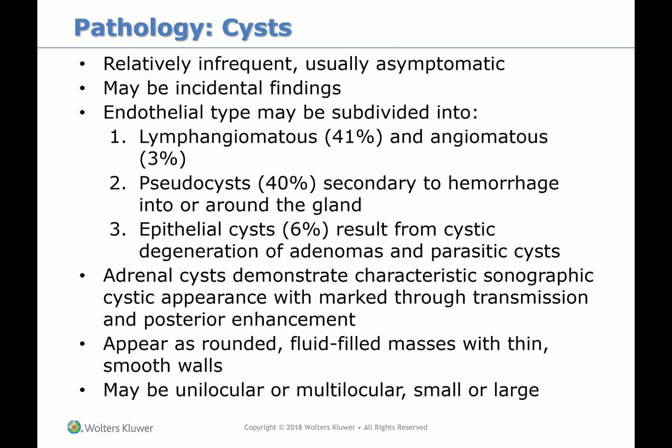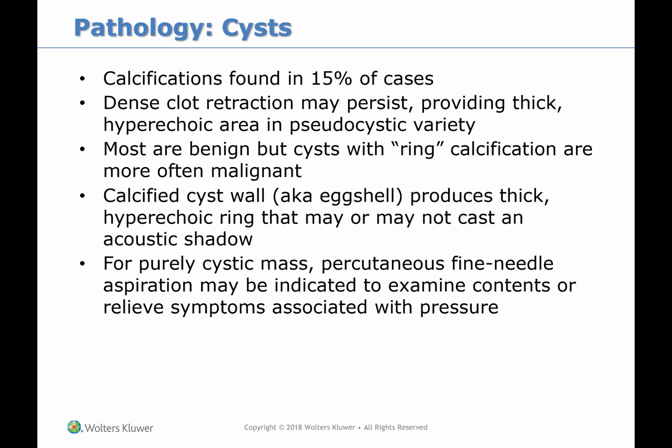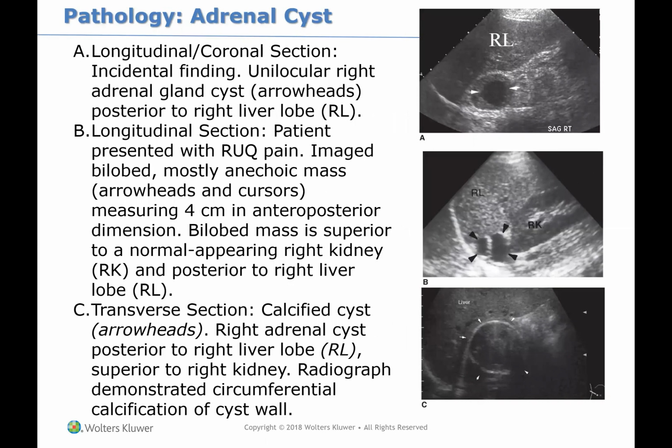You can have cysts. You can have cysts anywhere in the body. They can be endothelial in type, and there might be three of these different kinds: a pseudocyst, a lymphangiomatous, or an epithelial cyst. So if you see a black, simple, round area adjacent to the kidney, near the adrenal gland, you can potentially think that it could be an adrenal cyst. Here are a couple of cysts.